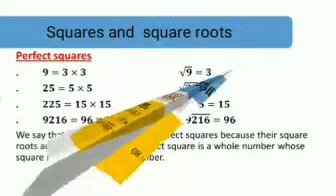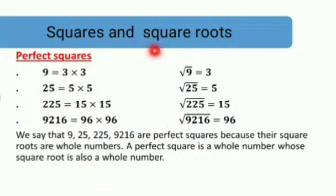Let's look at squares now. We have talked about square roots. Let's talk about squares now. Let me firstly introduce the concept of a perfect square. For example, if you have 9, 9 is the same thing as 3 multiplied by 3.